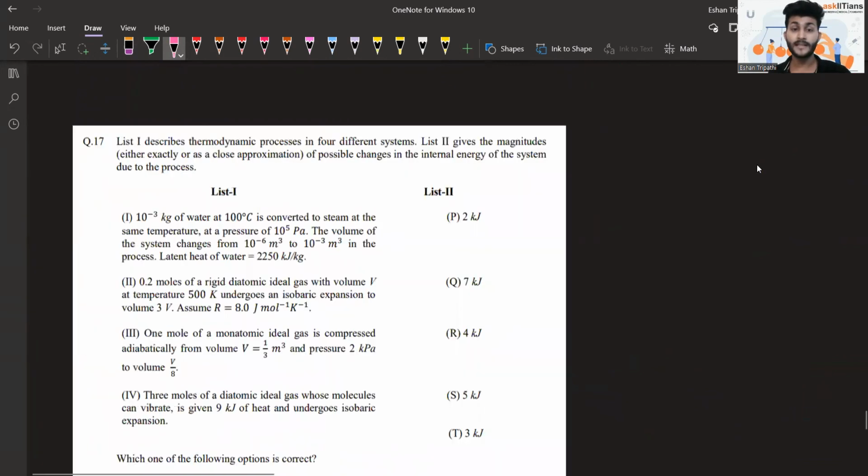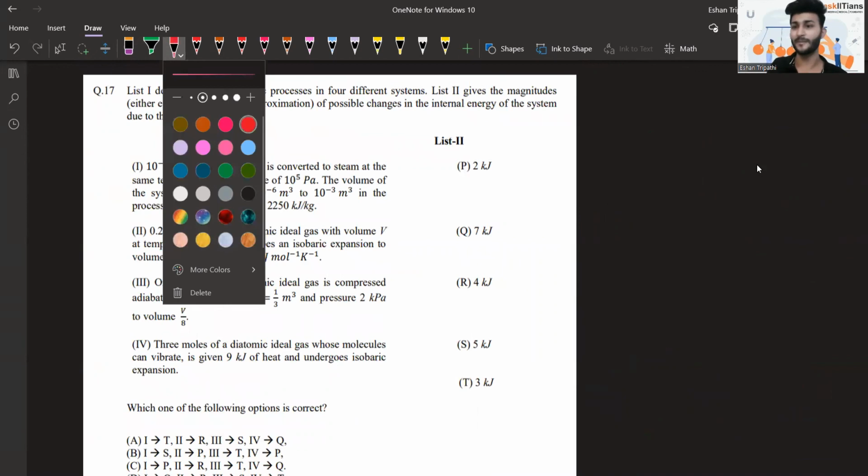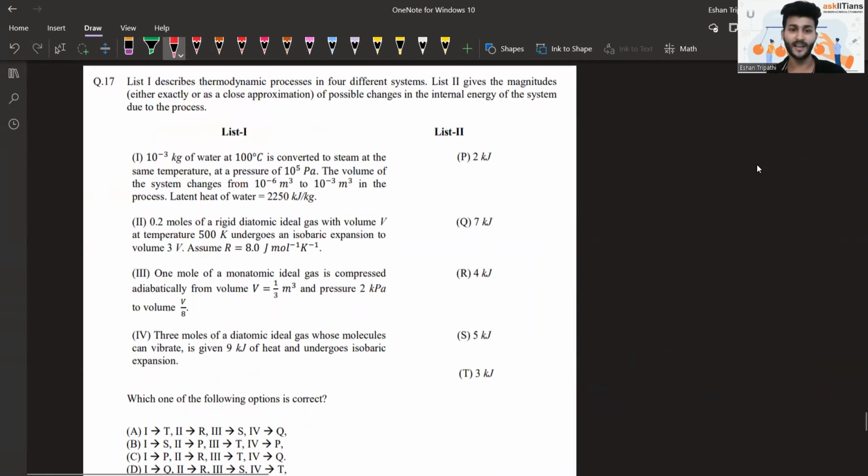Now moving to the second last question based out of thermodynamics. Yeah, again, those who love thermodynamics would definitely go with this question. I would definitely have gone with this question. And let us see how this is to be solved.